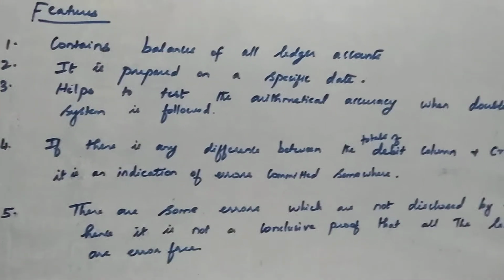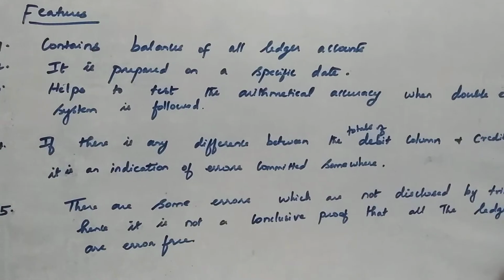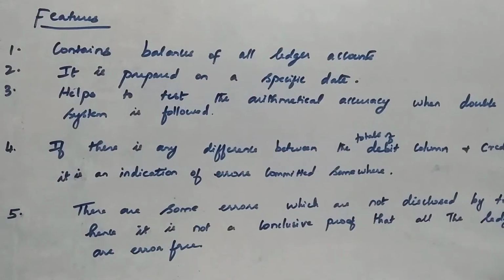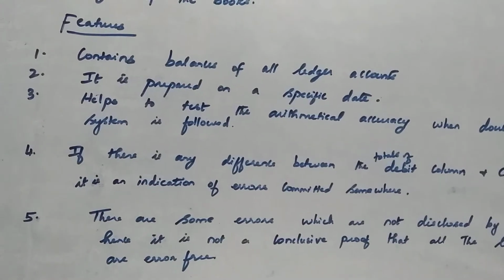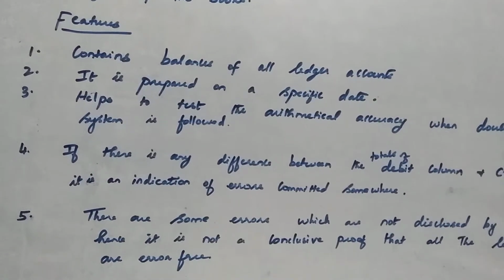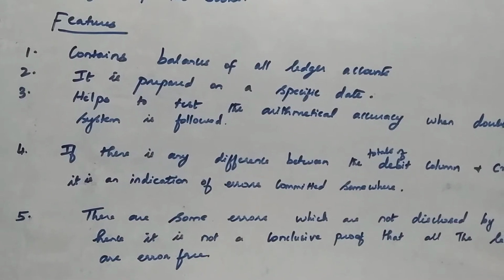So, there are some errors which are not disclosed by the trial balance. Compensating errors are there. You would have made a mistake. Instead of crediting a particular account, you would have debited.